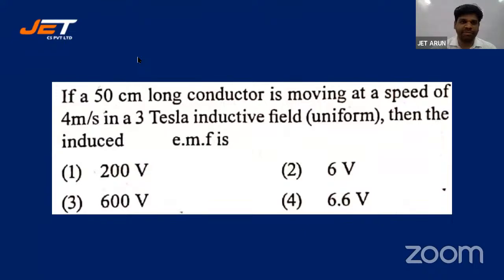Here's the question we left yesterday with. Many of you took 50 centimeters as 50 meters. I would like you all to attempt again, so quickly use pen and paper. If a 50 centimeter long conductor is moving at a speed of 4 meters per second in a 3 Tesla uniform field, then the induced EMF is... we know what formula to use in a uniform field.